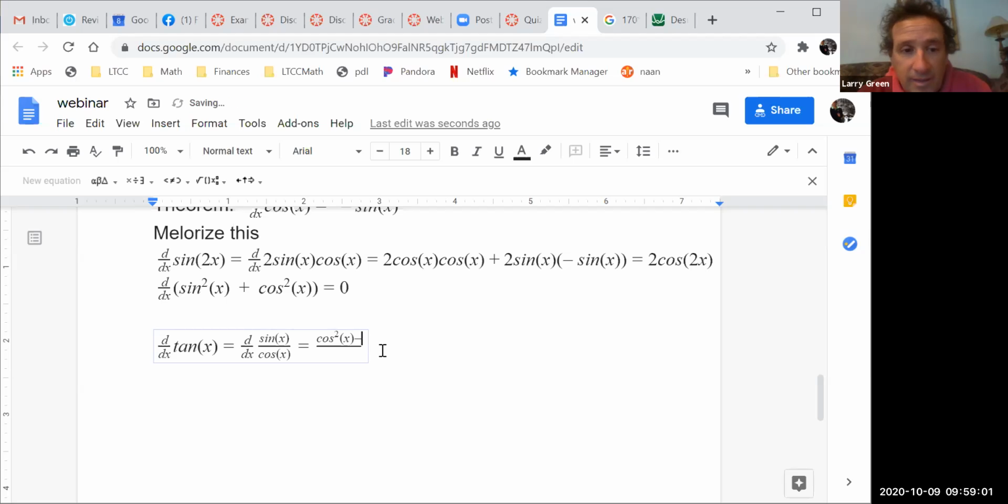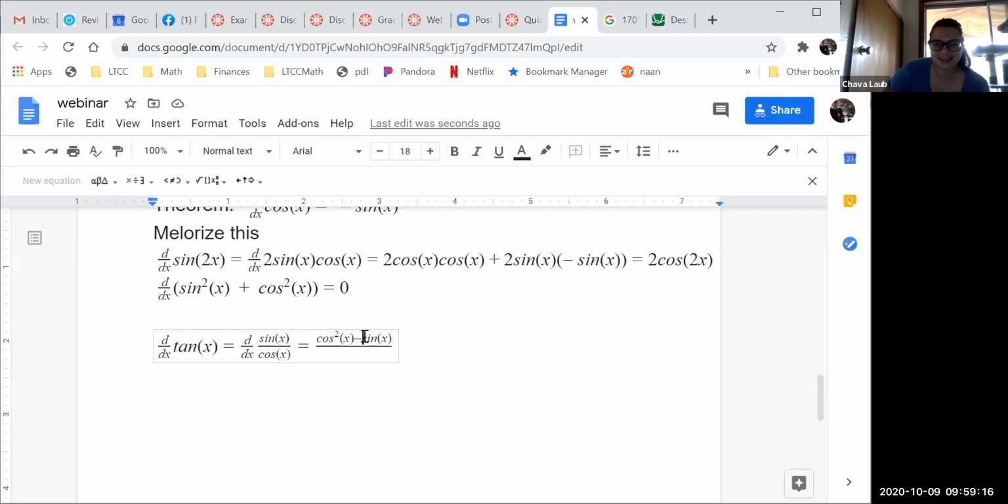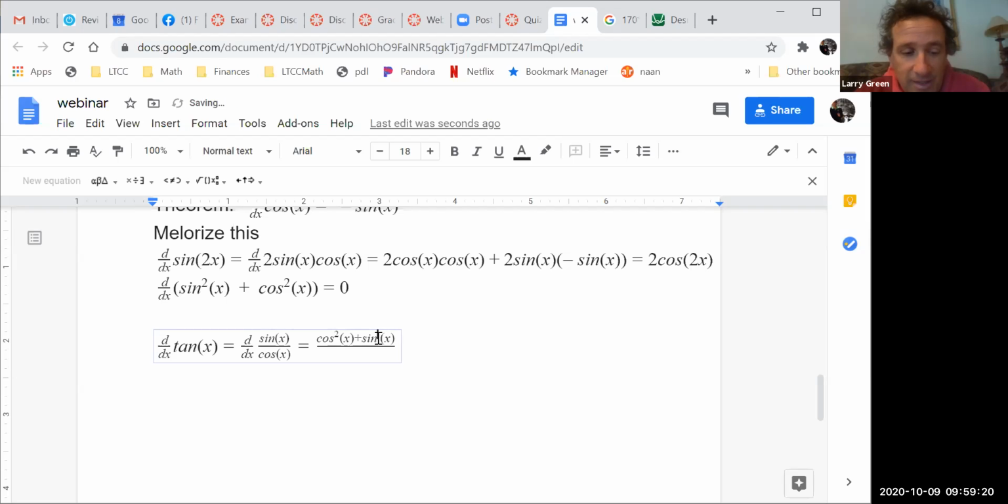And then minus sine of x times the derivative of the cosine of x. What's the derivative of the cosine of x? Negative sine x. Right. So this minus becomes a plus. This sine of x becomes sine squared of x. Square the bottom, cosine squared of x, and away you go.